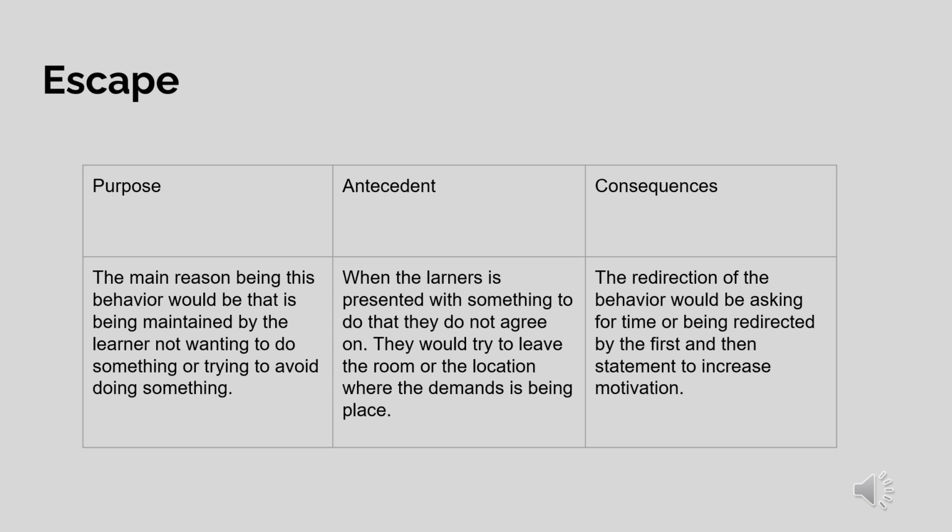The next function we're going to talk about is escape. This is usually maintained by a learner not wanting to do something, trying to avoid doing something. Some antecedents would be the learner moving to the other side of the room or automatically just leaving the room without giving notice. Some of the consequences would be redirection to a first-then statement, and also increasing motivation to do the task.